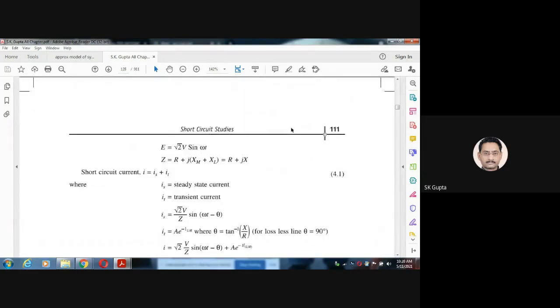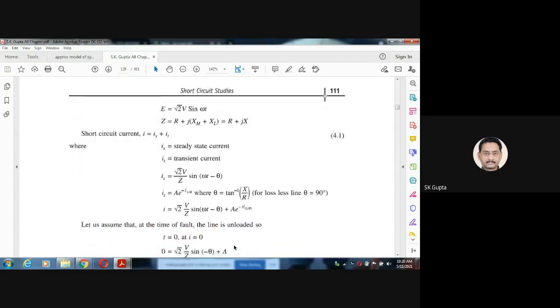Because of that, the transient current will be of this type, A e to the power minus t L by R. What we just told you, in case of inductance, this is a transient current. When there is only inductance, then it will be there. When it is only capacitance, in place of tau it will be RC. So the total current will be the sum of the forced current and natural current.